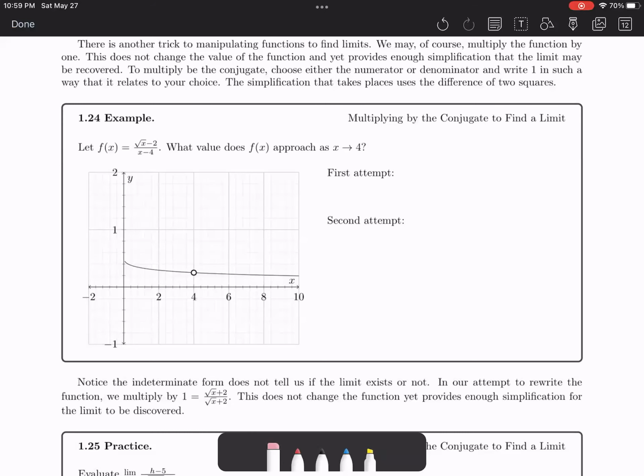In this example, f of x is the square root of x minus 2, divided by x minus 4. What does this function do as x approaches 4? So our first attempt, as always, is to attempt direct substitution.